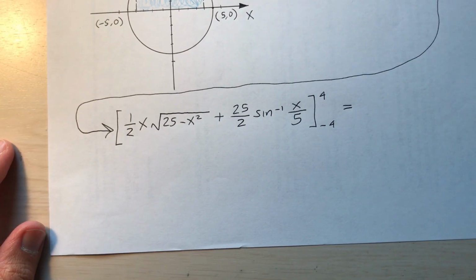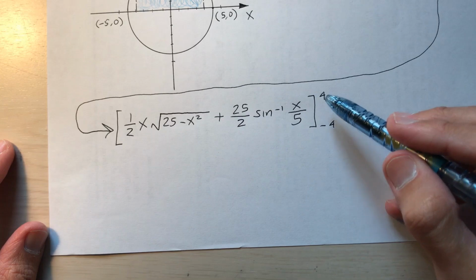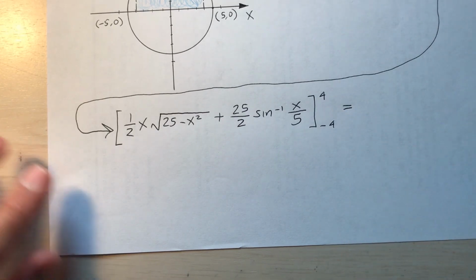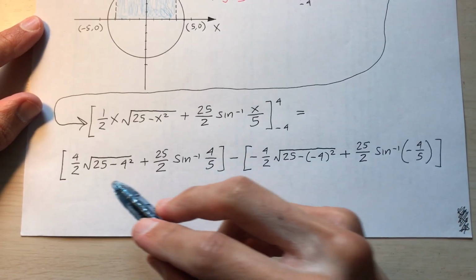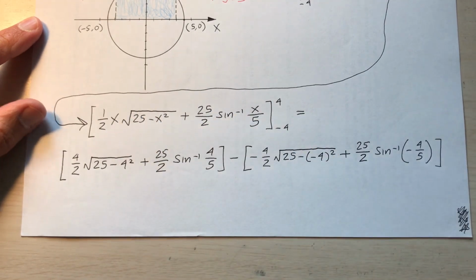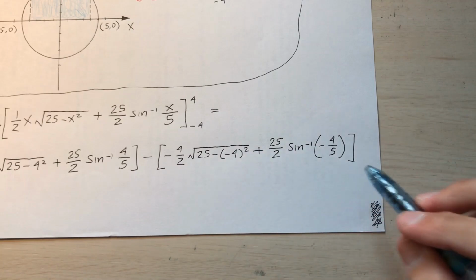So do you remember the first fundamental theorem of calculus? I'm going to implement that now. So evaluate the antiderivative at the upper limit, evaluate it at the lower limit, and find that difference to tell you what that blue area is. Okay, so I evaluate the antiderivative at the upper limit. I stuck a 4 in place of x. Evaluate it at the lower limit. Stick a negative 4 in place of x.